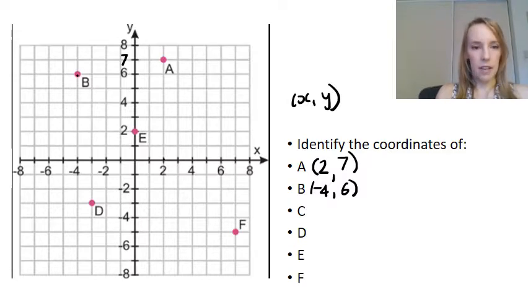C, where's C? Is there even a C on there? A, B, there's no C. Sorry, that one's not on there. Let's just draw a line there.